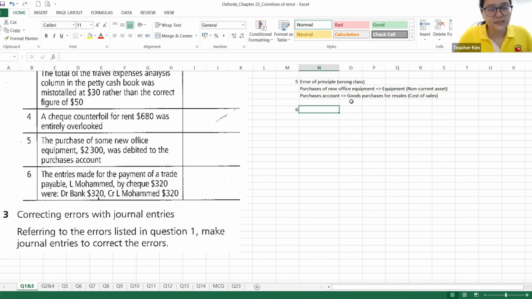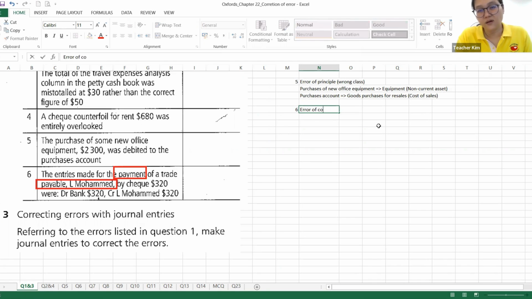Okay, there's one more question here, 6. The entry made for the payment of trade payable L Muhammad by check was debited bank and credited L Muhammad. By right, when we make payment, we pay to the trade payable. Trade payable should be debited, bank should be credited because we make payment. Debit L Muhammad, credit the bank. But we go and make the mistake that we put debit bank, credit L Muhammad. So this is a wrong side. So this is error of complete reversal. Totally wrong side.